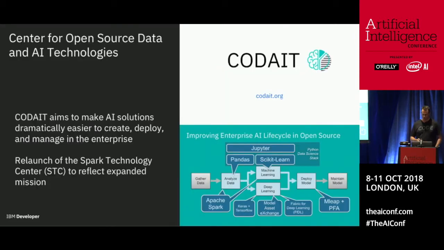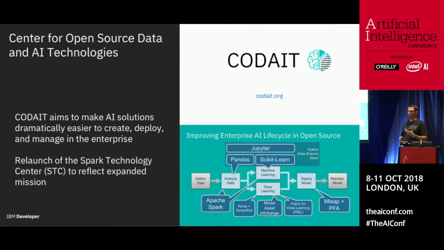So a little bit about the Center for Open Source Data and AI Technologies, or Code. When I joined this team a little over 2 years ago at IBM, it was called the Spark Technology Center, and the focus was to advance Apache Spark out in the open source community, and in particular, in the enterprise and IBM's customers. So it's an open source team focused on Spark and the surrounding ecosystem. And since then, the focus of the team has really broadened quite significantly. And it's not just Spark and the ecosystem and community around that anymore.